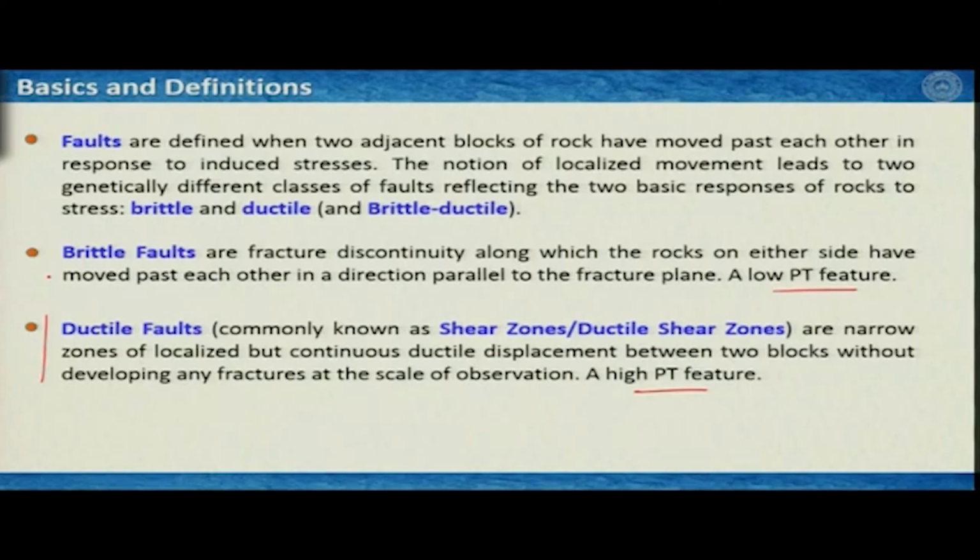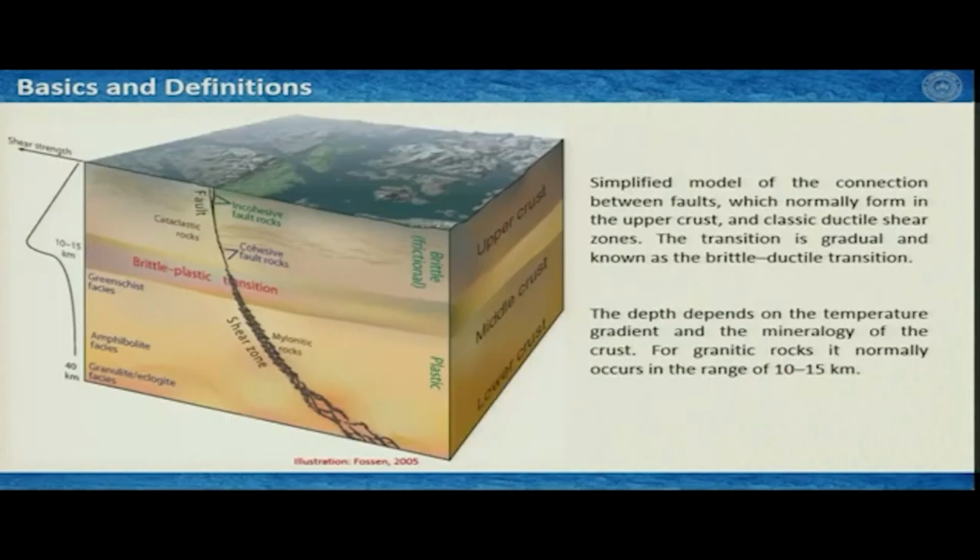Now, how do these things happen in nature, how do we understand where we expect brittle faults, where we expect ductile faults, and as is mentioned here, this is a low pressure temperature feature and this is a high pressure temperature feature. So, Professor Fossen came up with a very nice illustration that on the surface of the earth or on the subsurface of the earth we have faults. So, this is the expression of the fault on the surface, and if we see on the deeper side at the subsurface we have incohesive fault rocks.